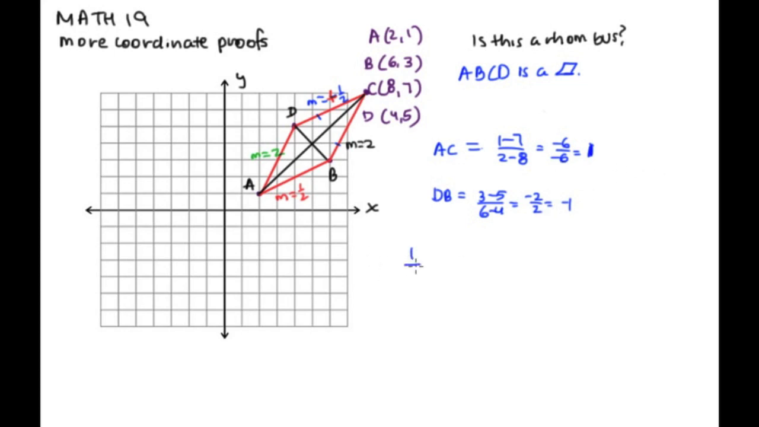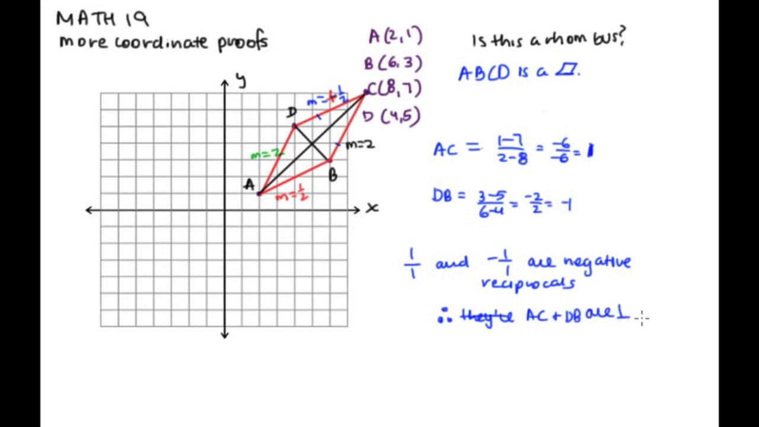As you might know, negative 1 and 1 are negative reciprocals. Therefore, and I shouldn't say there, I should say AC and DB are perpendicular because their slopes are negative reciprocals.